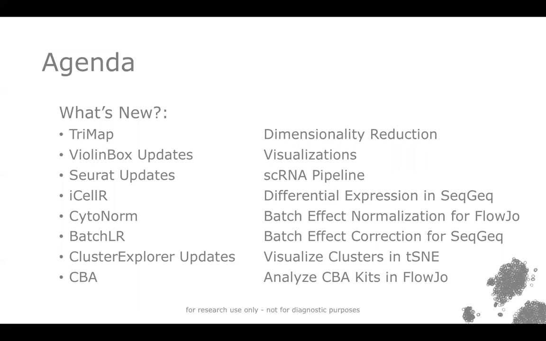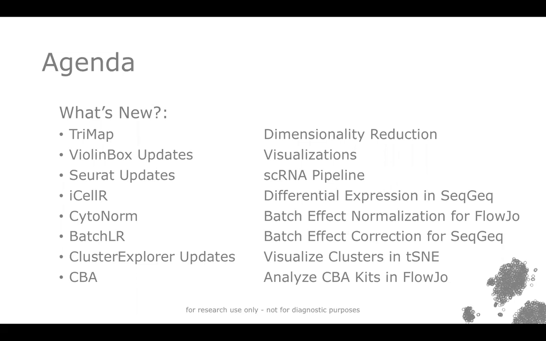Going to SeqGeek just for a moment, we've updated the Seurat plugin quite a bit, and we're now using the latest Seurat package for single-cell RNA sequencing analysis in that pipeline, very popular pipeline from the Satija lab. We also have an iCellR plugin, which is useful for performing pipelines of analysis in FlowJo, but can also be used to do differential expression analysis batch-wise in SeqGeek.